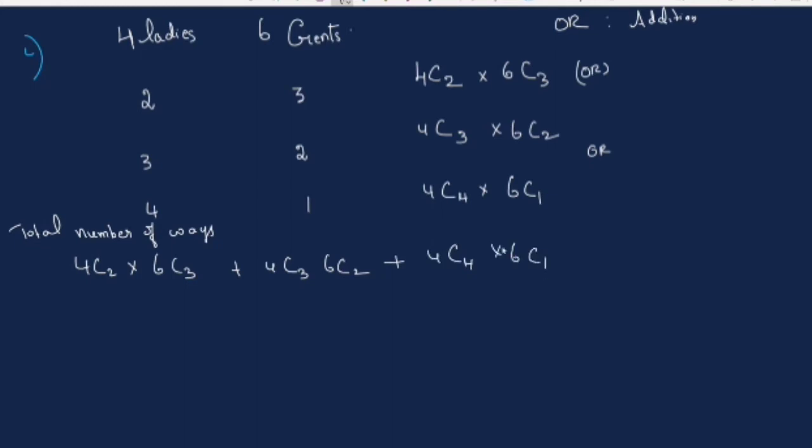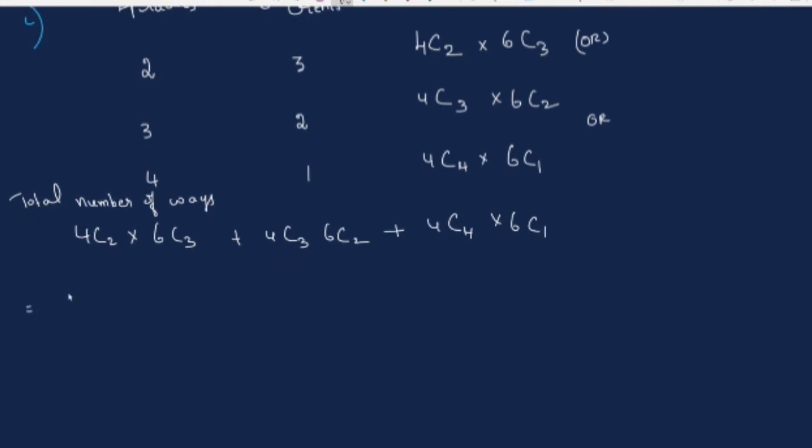4C4 into 6C1. From 4 ladies, you are selecting 4, so 4C4. 6 gents, you are selecting 1, 6C1. So it is 4C2 into 6C3 plus 4C3 into 6C2 plus 4C4 into 6C1. Now how do you find 4C2? It is 4 into 3, multiply 4 and 3, divided by 2 into 1. 6C3 means multiply 3 numbers, that is 6 into 5 into 4, divided by 3 factorial, that is 3 into 2 into 1.